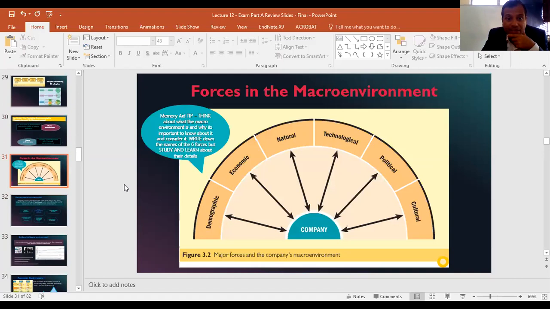Think about what the macro environment is and why it's important to know about it and consider it. Write down the names of the six forces, but study and learn about their details. As I said, understand what the aspects are. Economic has 7 or 8 items under it, which we have covered, and you have to relate them to the case. Since these are broad, simply writing that the economic factors are discussed is not enough; you need to pick up what exactly in the economic factors appears in the case.